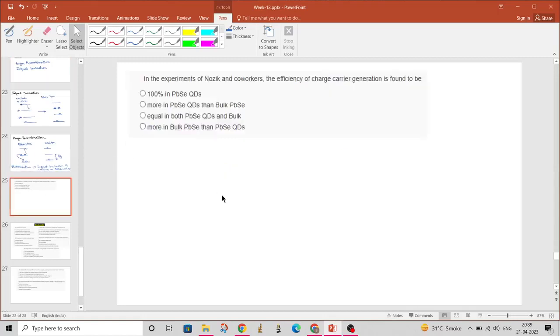Let's move to the next question. In the experiments of Nozik and co-workers, the efficiency of charge carrier generation is found 100% in lead selenide quantum dots, more in lead selenide quantum dots than bulk lead selenide, equal in both lead selenide quantum dots and bulk, or more in bulk lead selenide than lead selenide quantum dots.